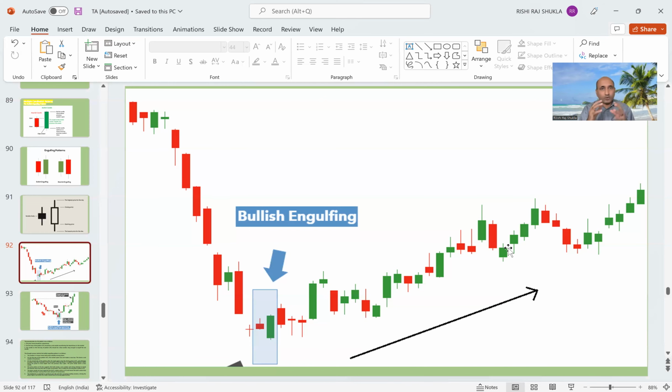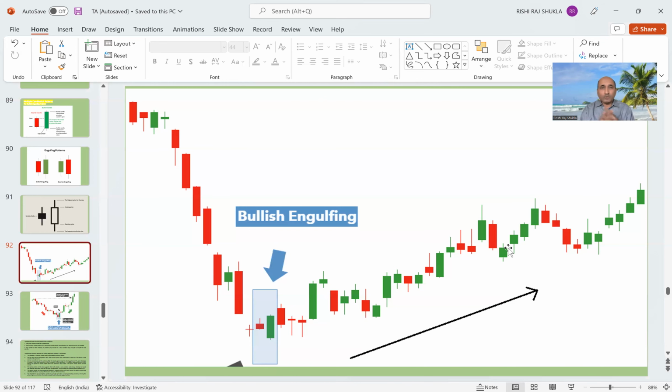Again, what to do, when to take the trade? There are two possibilities. For risk takers, if he sees this formation around 315, 320, 325, then he can enter into a trade and expect the market to go up from the next day.